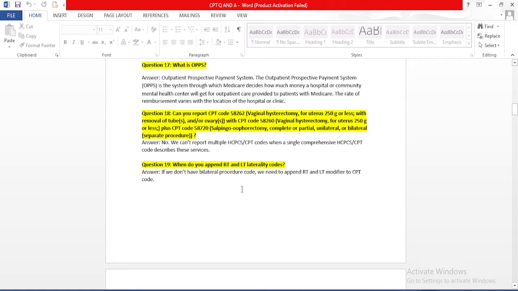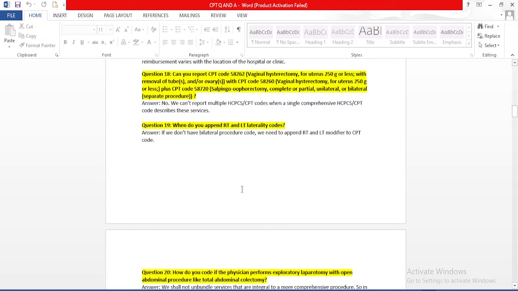Next one, what is OPPS? OPPS means Outpatient Prospective Payment System. The OPPS is the system through which Medicare decides how much money a hospital or community mental health center will get for outpatient care provided to patients with Medicare. The rate of reimbursement varies with the location of the hospital or clinic. So basically, Medicare will decide the amount to provide to the hospitals or clinics in order to provide their services. Usually, we'll call it the outpatient prospective payment system.